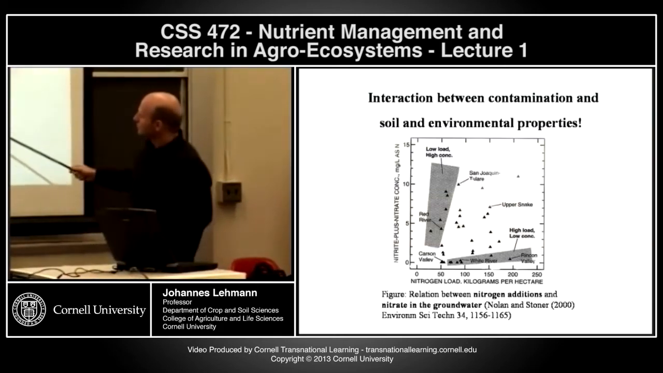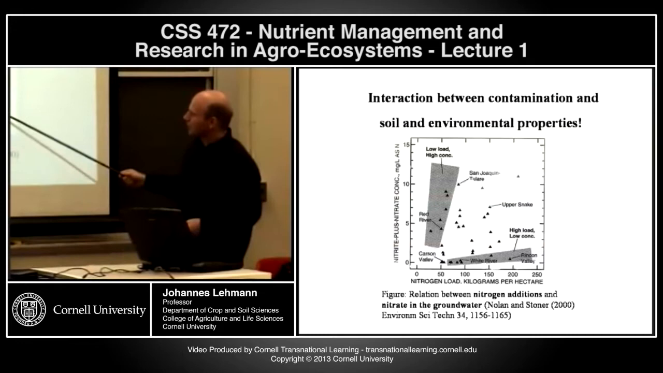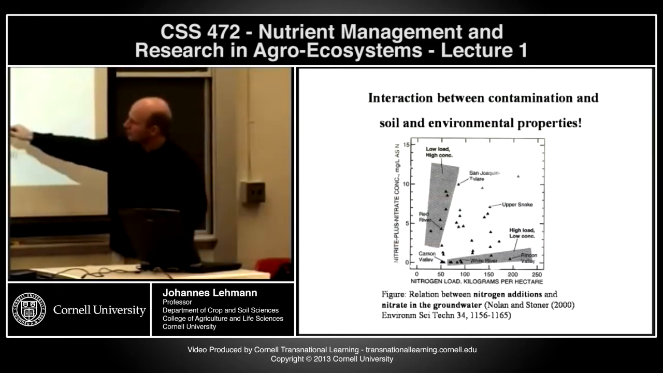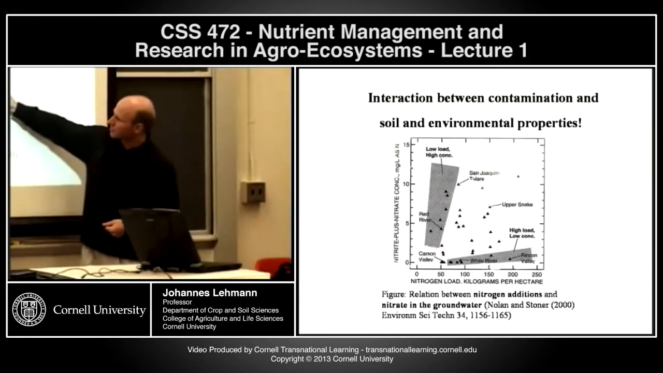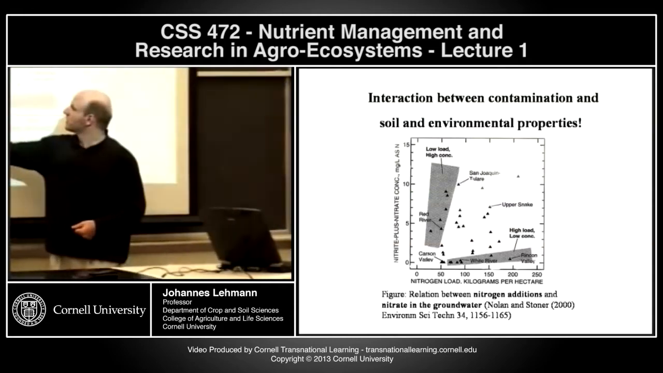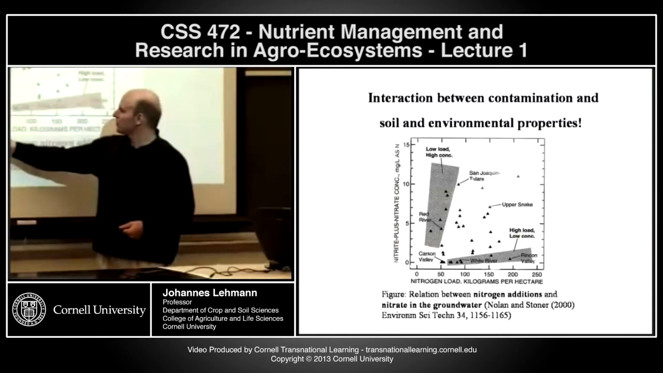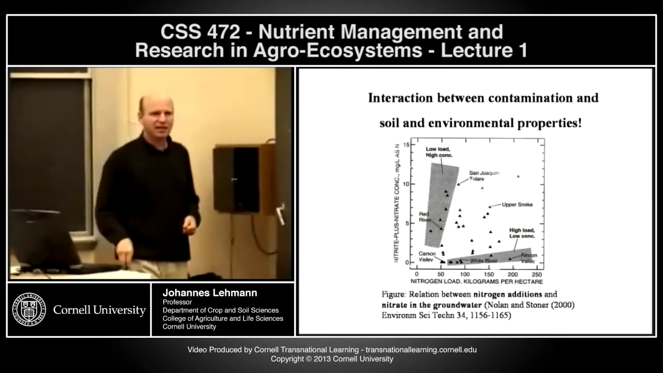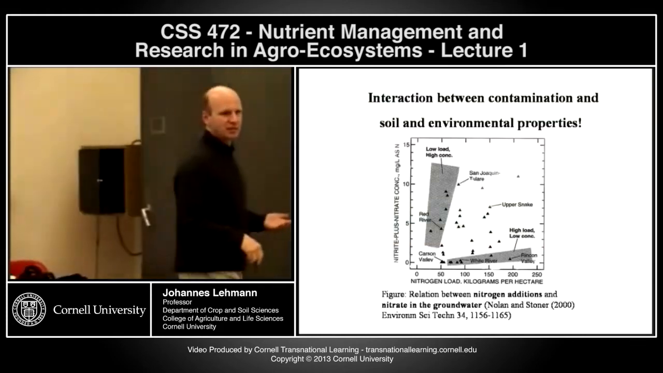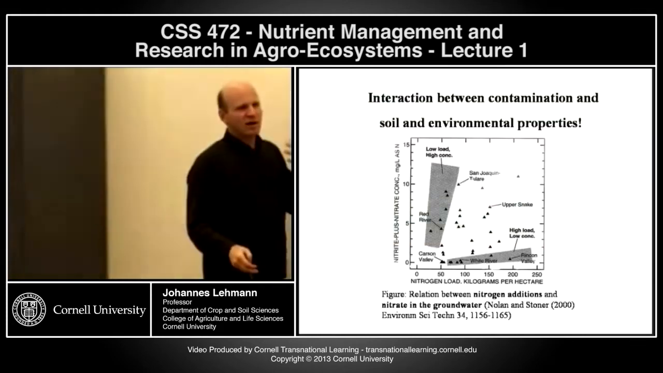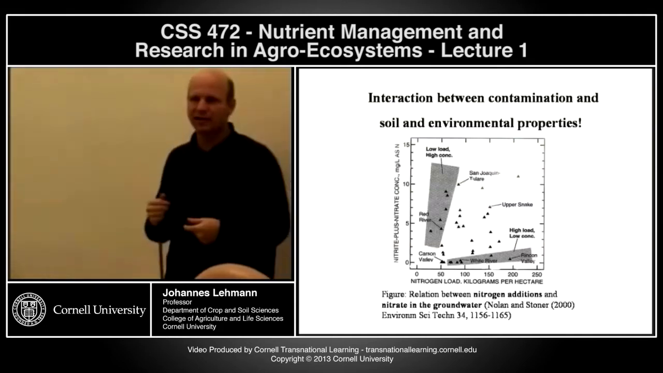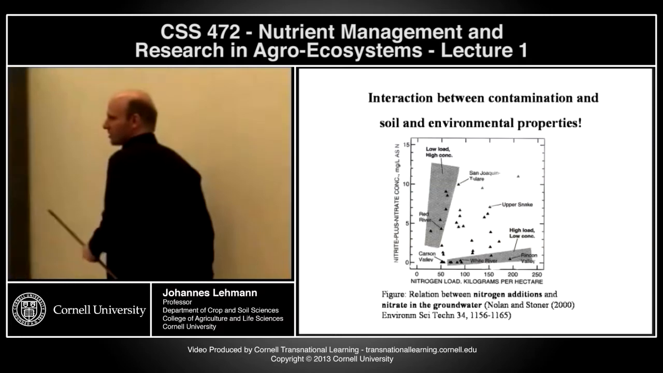You can see here there are areas where when you add nitrogen, the concentration of nitrite plus nitrate in the groundwater hardly increases. And then there are areas where it immediately increases already with 50 kilograms. So you can't really predict it unless you know something about the ecosystem. And a large portion is what happens in soil. How does nitrogen, for instance, cycle in soil? And that's what we want to learn in this course.